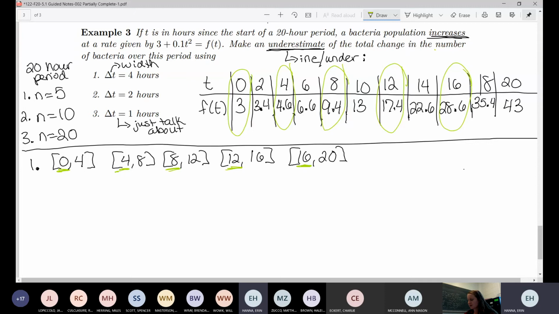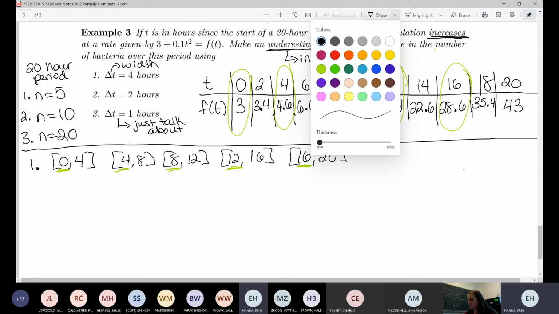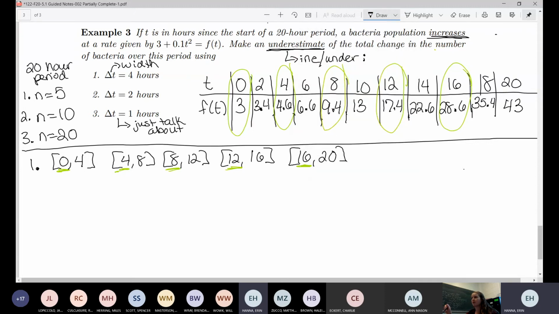So don't always immediately jump to, oh, I see a table, I use all of them. Triple check the question and make sure they don't specifically specify. Anyway, so the widths of all these rectangles are 4. So I'm going to go ahead and put 4, and then I'm just going to write all the lengths, the heights, whichever you prefer, in the middle.